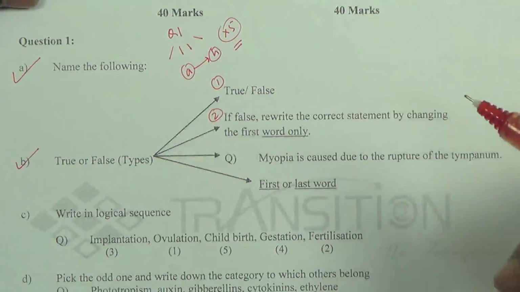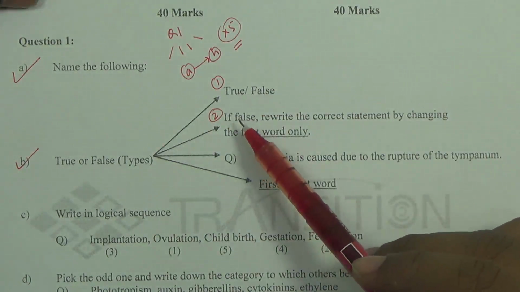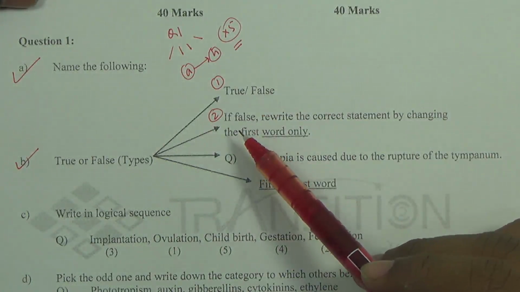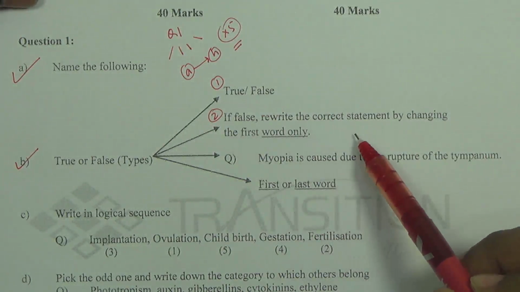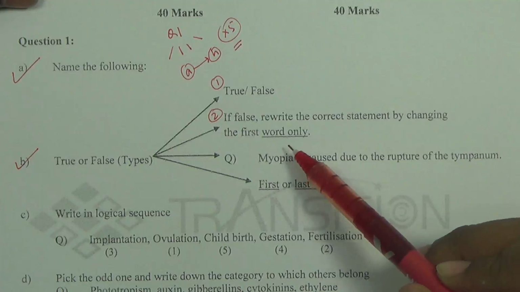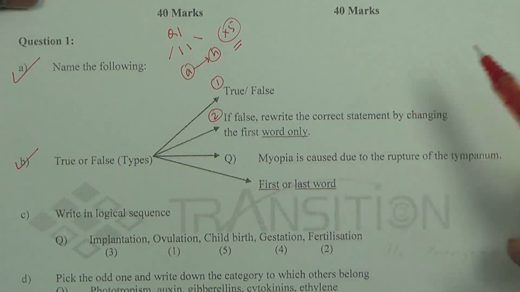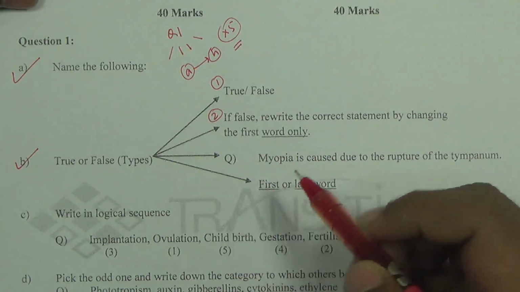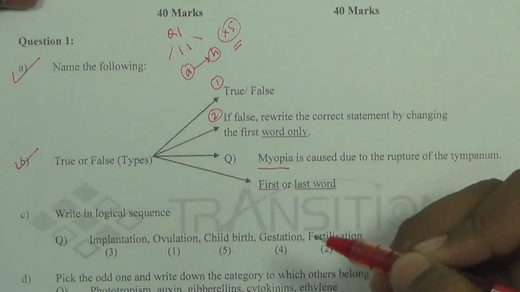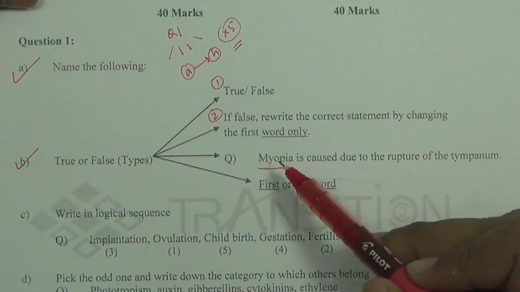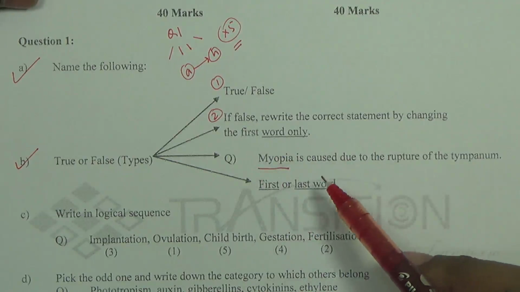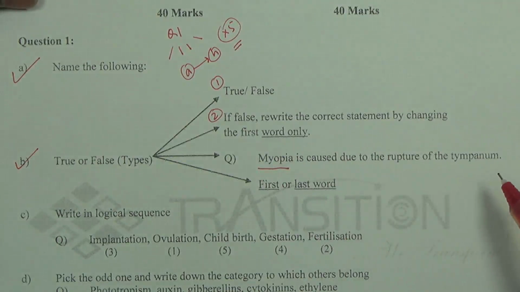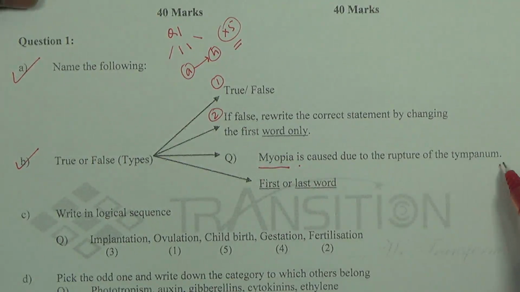Another pattern of asking is: if the statement which they have given is false, rewrite the correct statement by changing the first word only. Now this is where you have to pay attention. They have mentioned that you have to change the first word only. The first word here is myopia, right? So you can change only the first word. You cannot change the entire statement, from is to tympanum you cannot change. You just have to change myopia.